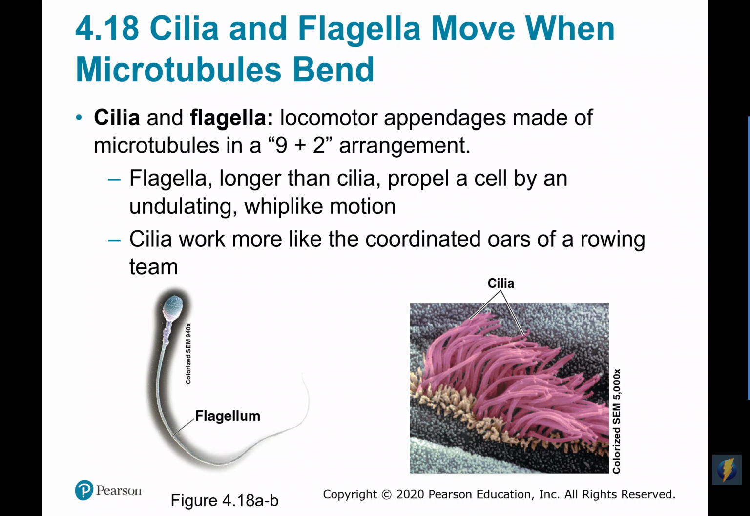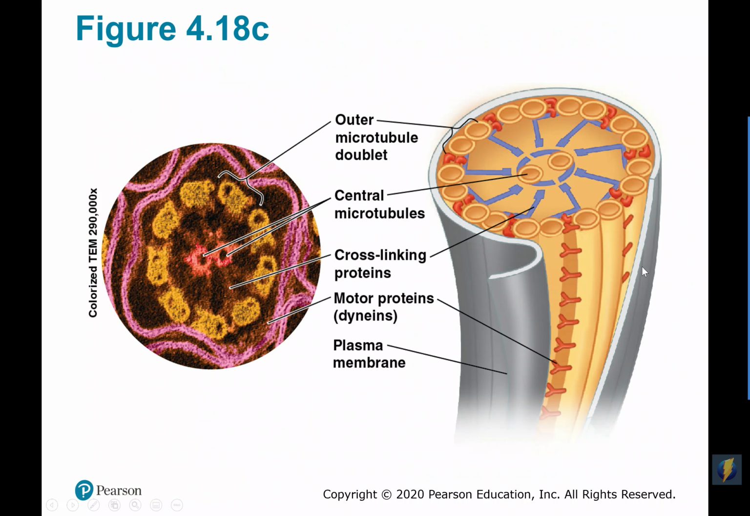But they are a 9-tube arrangement of microtubules. So you can see here's the central microtubules, and then the outer microtubules in these little couplets. You can also see they've got little proteins that connect it all together, and then what are called dyneins, which are essentially motor proteins. And it's really those motor proteins that allow the cilia and flagella to have that locomotion and that movement.